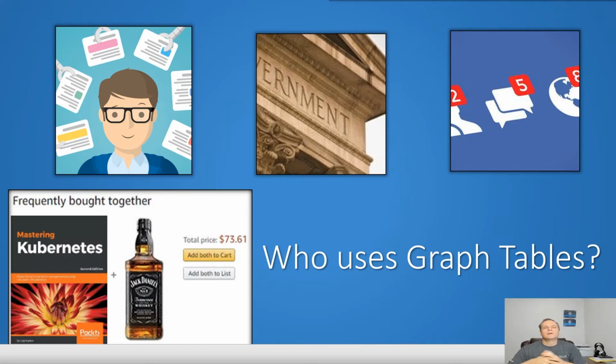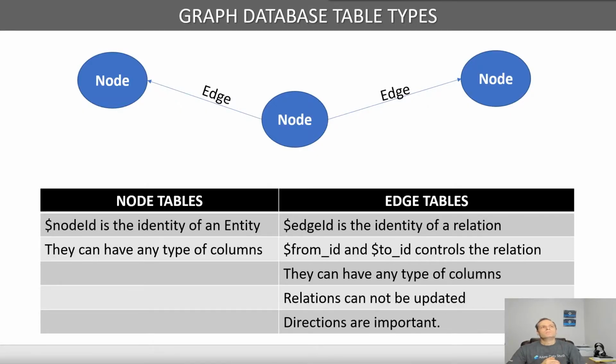And as you might guess, graph database tables are not new. They are new to SQL Server, but they have been out there for some time. And as I said, many people have been using them already. So let's try to figure out how graph tables do that. To understand them, we have two different types of graph database tables.